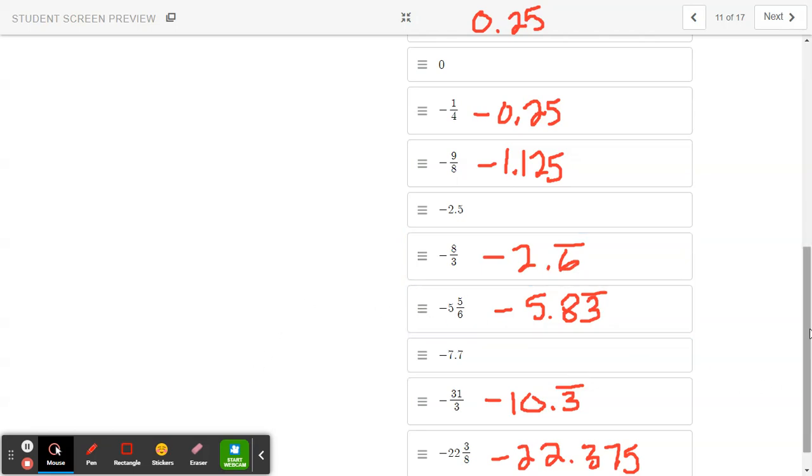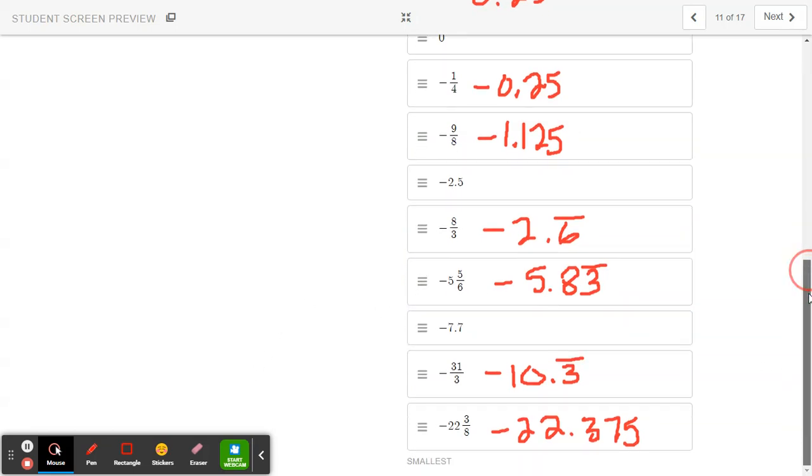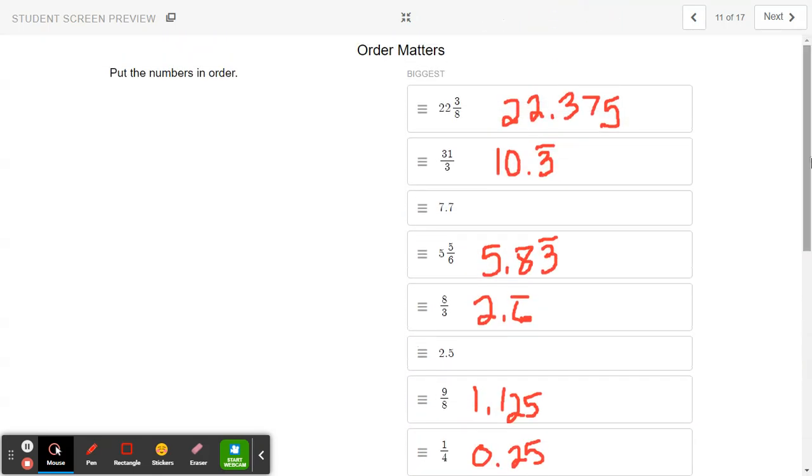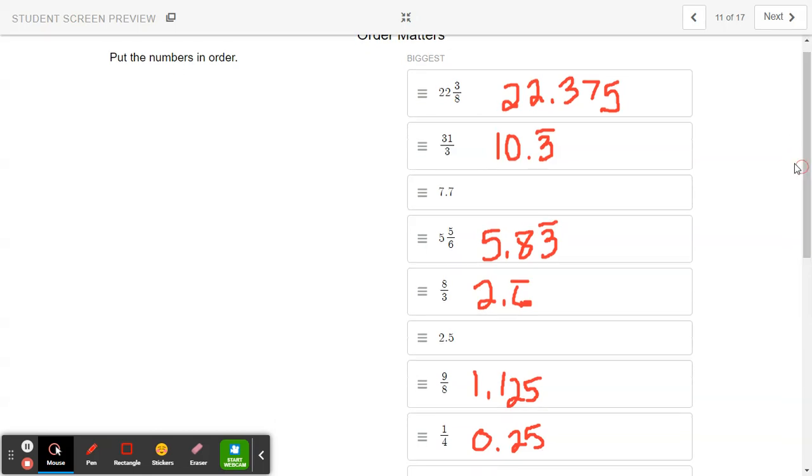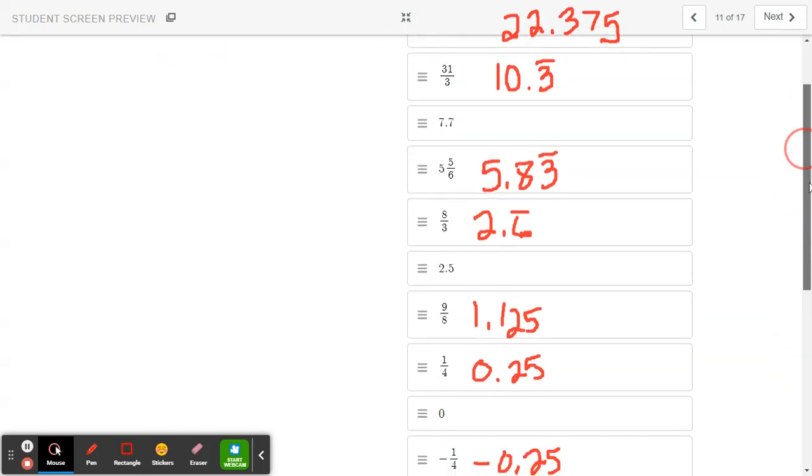Okay. So you can see that the numbers mirror what was on the other side. Okay. So you can double check your answers.